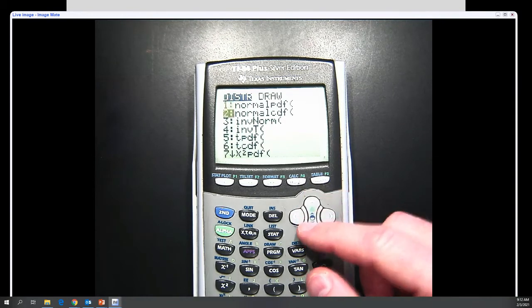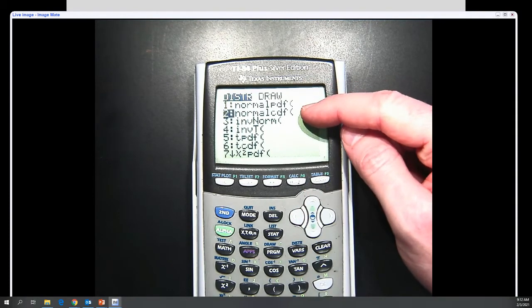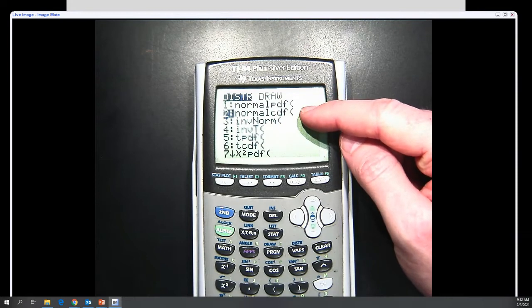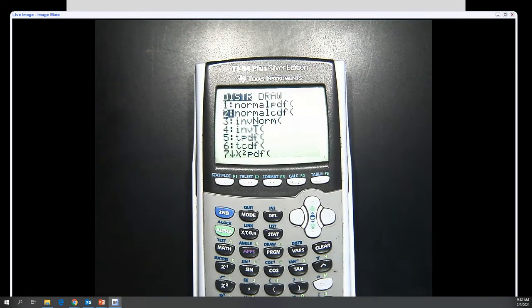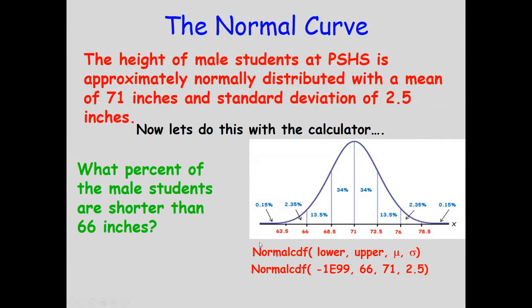Now what we're going to choose is normal CDF. It also finds probability just like binomial PDF and CDF did. So we're going to choose normal CDF. Now in this case, our lower bound is technically negative infinity. And I'll show you the picture again, just so you can see what I'm talking about. We want to go from 66 or shorter. So technically that just keeps going and going and going.